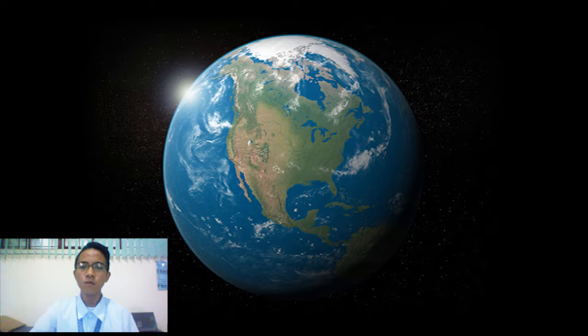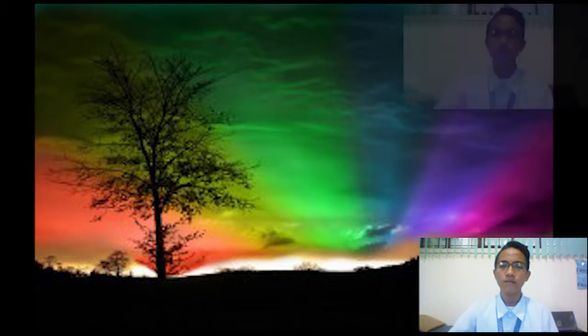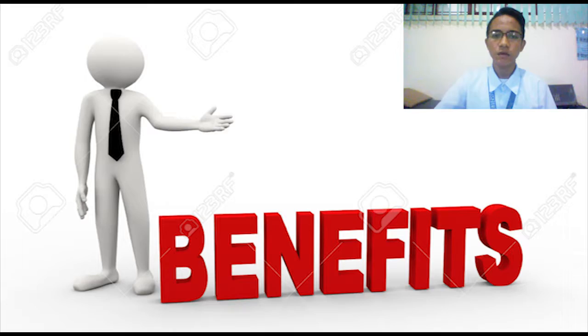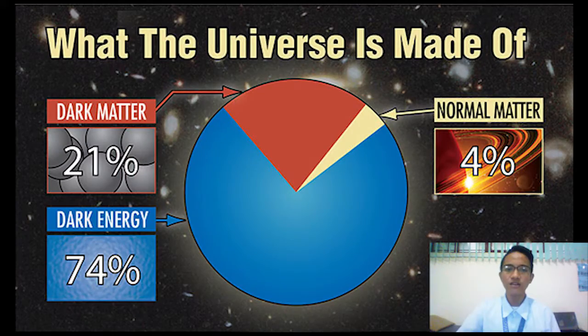Earth is filled with more than 100 different elements. Matter and energy interact here, producing all these exciting colors on Earth. Man benefits from all this reaction. Matter and energy make up the entire universe.